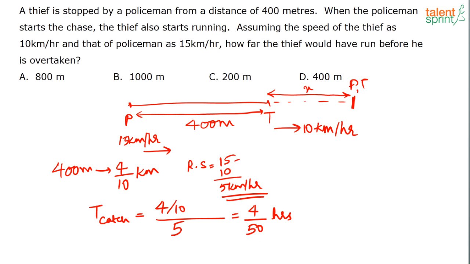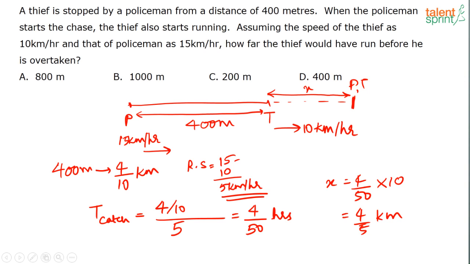So in this much time the policeman is catching the thief. Okay, and in this 4 by 50 hours, what is happening? The thief is running some distance x, correct? And how much will be the distance that the thief would have traveled? It is again nothing but the time for which he travels into the speed at which he travels, correct? So what is the time for which he has traveled? He has traveled for 4 by 50 hours with a speed of 10 kilometers per hour, correct? Or I can say that he has traveled 4 by 5 kilometers in that time.